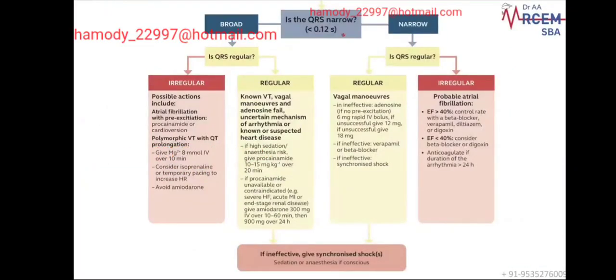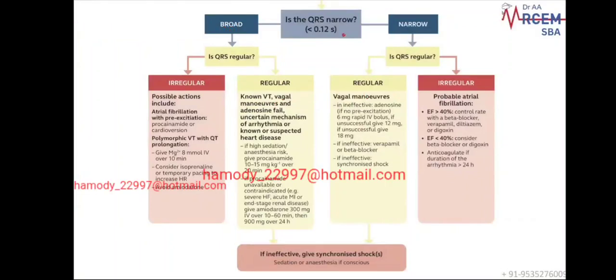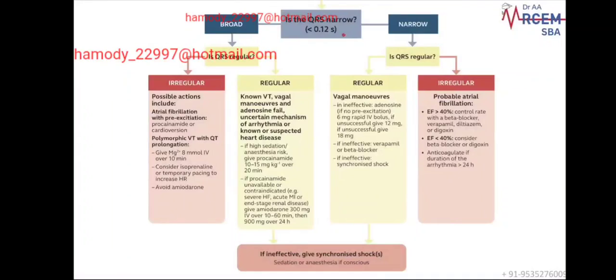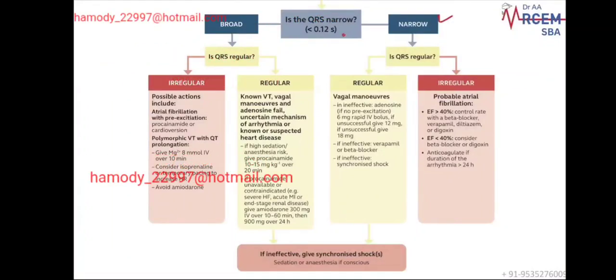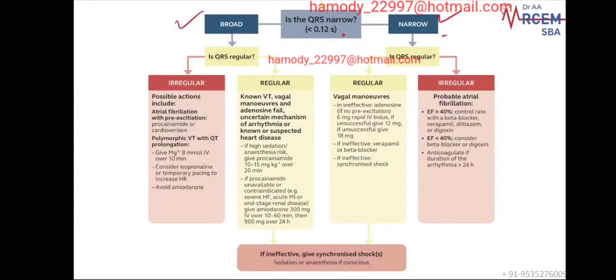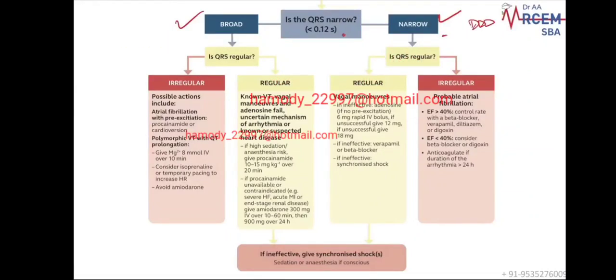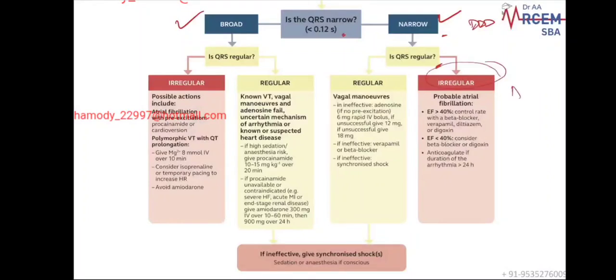First, what we see is the QRS complex. Once the patient is stable, that means once the patient doesn't have any life-threatening features, we look at the QRS complex. Is the QRS complex narrow or broad? If the QRS complex is narrow, that means less than 3 small boxes, then we see whether the rhythm is regular or irregular. If it is irregular, then we are always thinking of an atrial fibrillation.